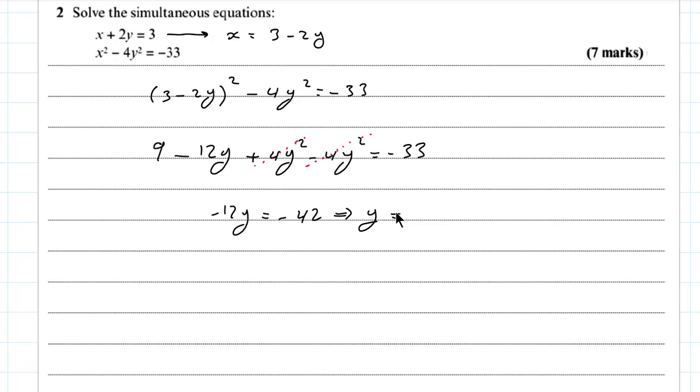So y will be 42 over 12. We can divide by 6 here to get 7, divide by 6 here to get 2. Okay, and to get the corresponding value of x, we can substitute here in the first equation. x plus double y, which is 7, equals 3, so that x will be negative 4.